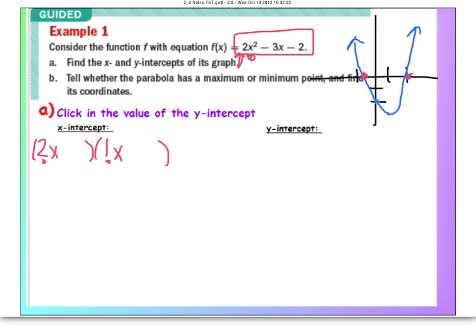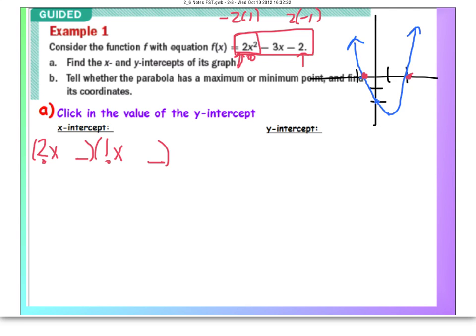So 2x times 1x is the 2x squared we see here. Okay. The next step says find factors of -2, which is the last part of the trinomial, so it goes on the last part of each binomial. Well, the factors of -2 are either -2 and 1 or 2 and -1.